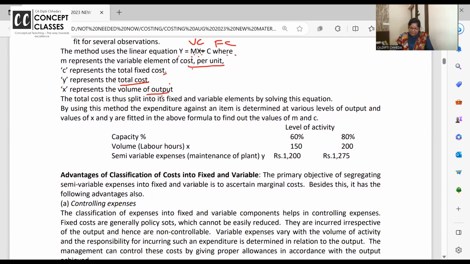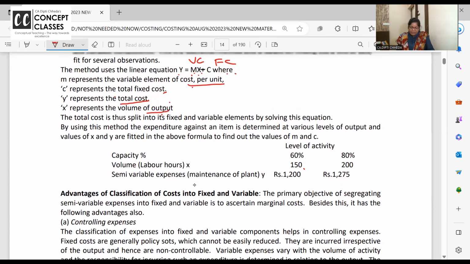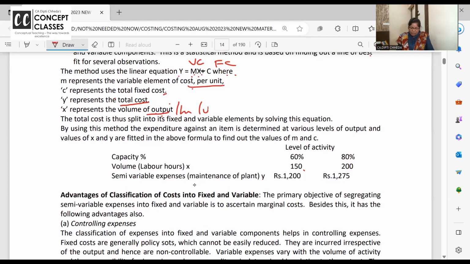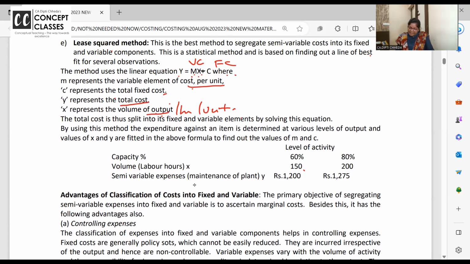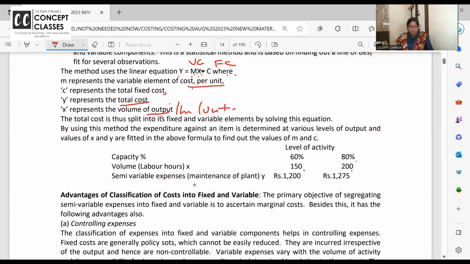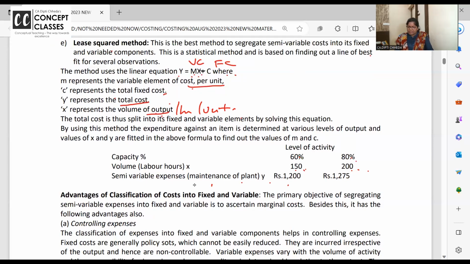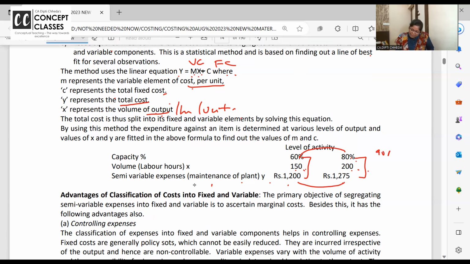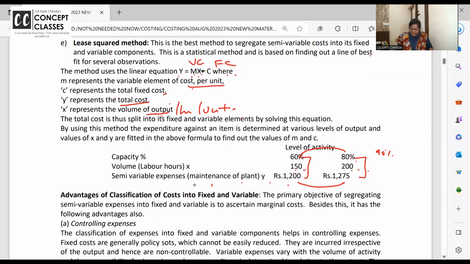See, at 60% capacity, your labor hours or number of units is 150. So 150 is your output or hours or units. And at 80%, your labor hours are 200. At 60% capacity 150 hours, at 80% 200. And semi-variable expenses for the plant total 1200 and 1275. Now see, at 60 it is 1200, so at 80 it is not 1200, which means it is not fixed cost. If it is changing from 60 to 80, it is not changing in the same ratio. It's not variable cost. It's semi-variable cost. And if I want to know how much it will be at 90%, I should be able to do it, no? So let us put this data into the notebook and complete this problem.